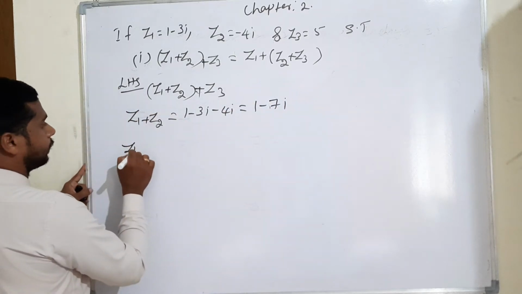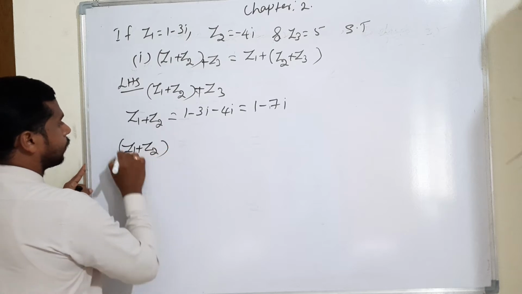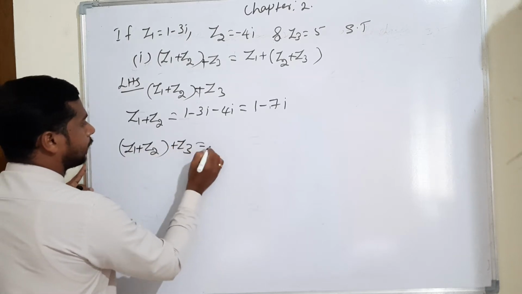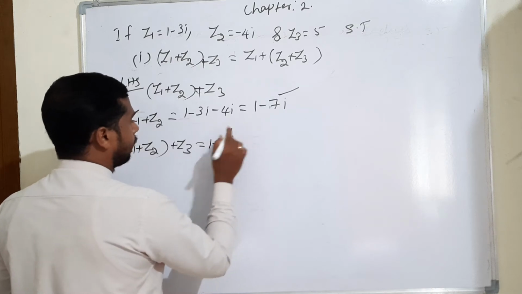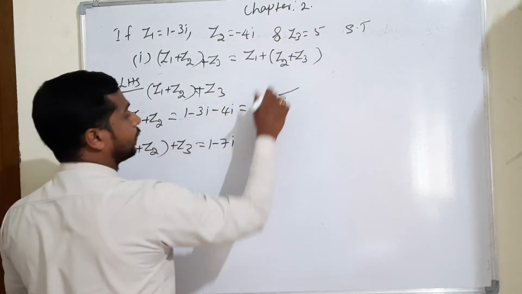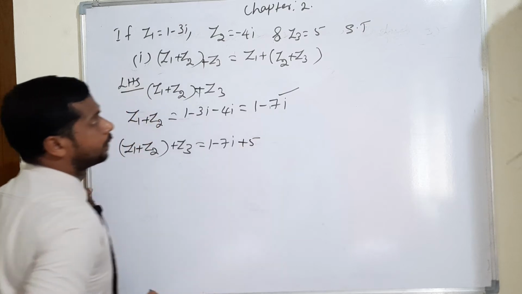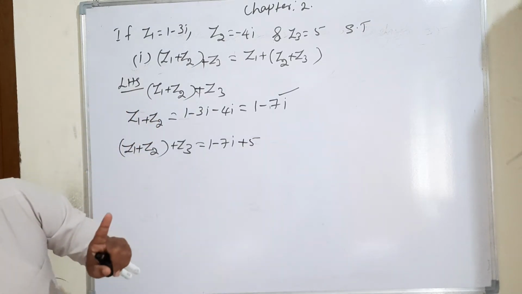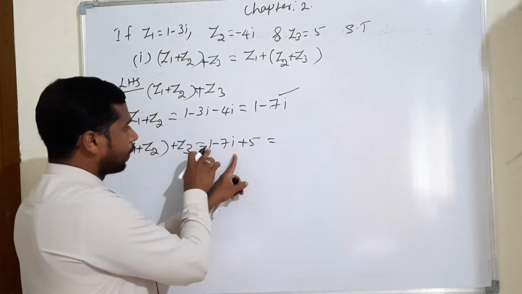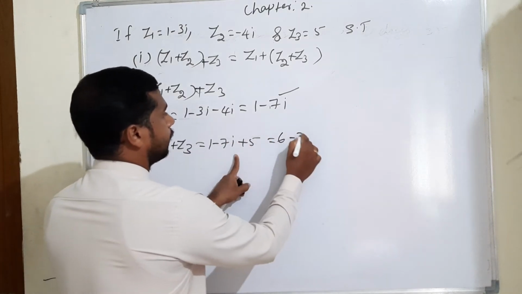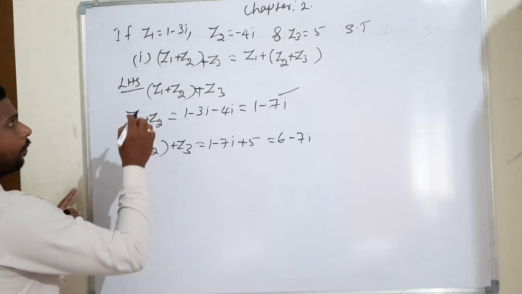Then z1 plus z2 plus z3. Already we found z1 plus z2 is equal to 1 minus 7i. Then plus z3, which is only 5. Therefore, add the real part, 1 plus 5, 6 minus 7i. This is LHS. I am moving to RHS.